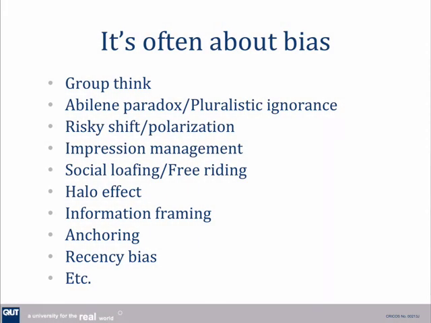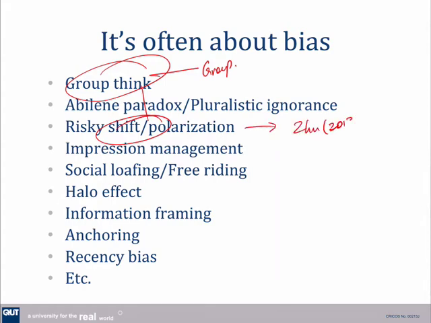Often the main issue that we're trying to address in the dynamics is bias in decision making. And what we have listed here are a whole group of biases that we know affect logical decision making. We have group level biases such as groupthink, risky shift and polarization. In fact, there's a great paper by Zhu on polarization in merger and acquisition decisions.